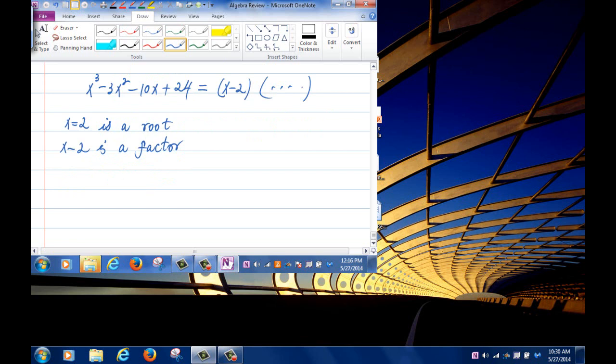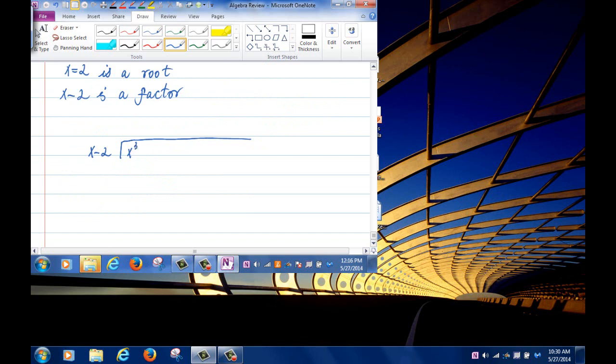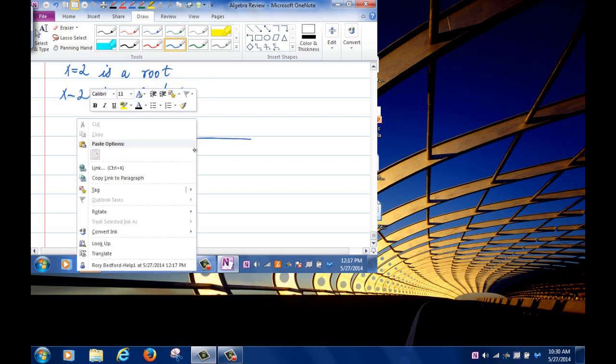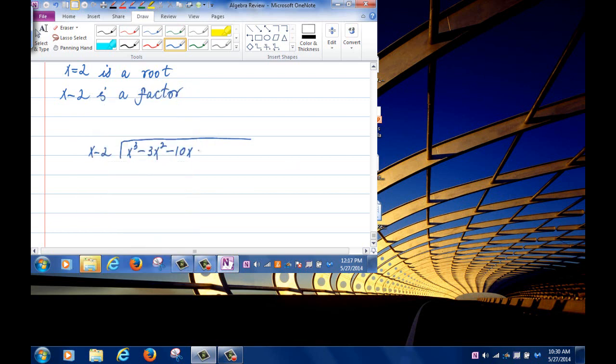Well, what you have to do is use polynomial division to come up with the other factor. Okay? So you have to divide the polynomial x cubed minus 3x squared minus 10x plus 24 by x minus 2 by using polynomial division. Okay? Anyone remembers how to do polynomial division? What should I do?